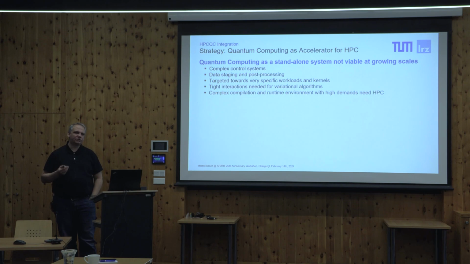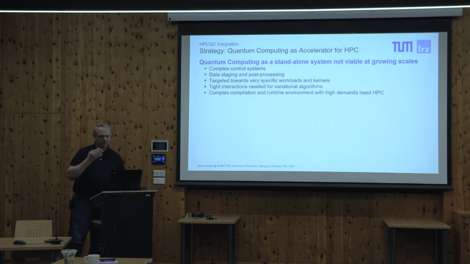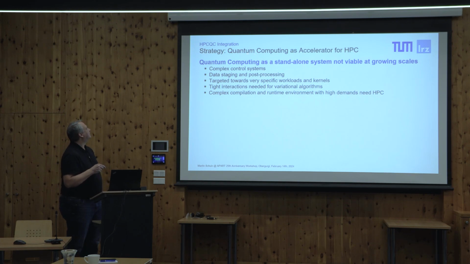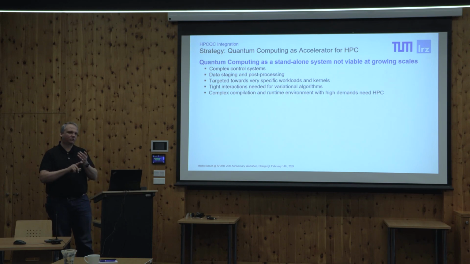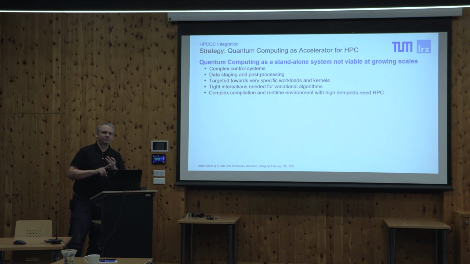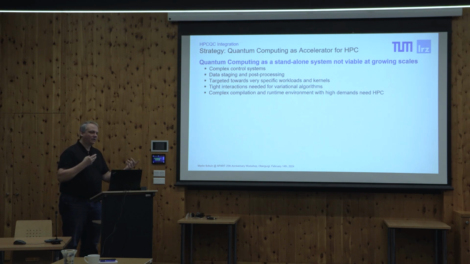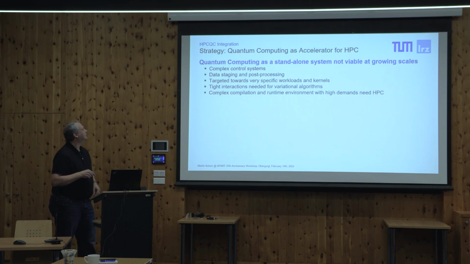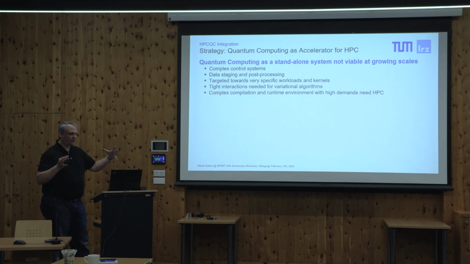And so this is the strategy we're pushing from the LRZ side, both on the Munich Quantum Valley side, but also on the European level. The idea is that this is not viable, particularly as we grow, because the control system is getting more complex. At some point, we have to worry about data staging and data post-processing. Where do we keep the data that goes in and out of the quantum computer? With a growing number of qubits, that actually increases dramatically in the sense of the width of data that you need, with repeated experiments and the states you potentially have.